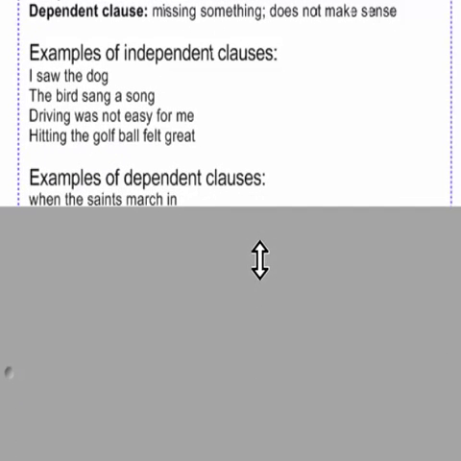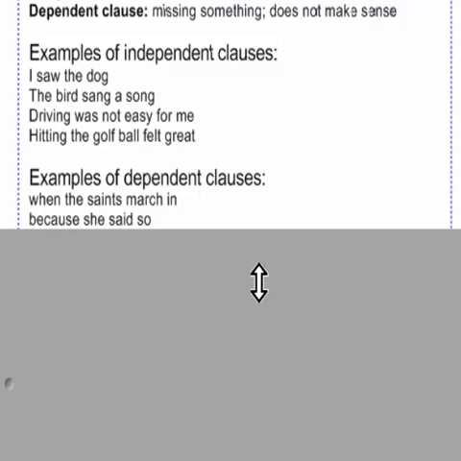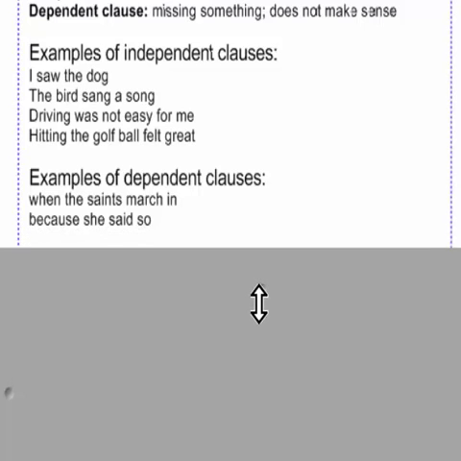Okay, so let's go a little further into dependent clauses. Remember, a dependent clause is missing something. It doesn't make sense. When the Saints march in, what happens when the Saints march in? It's not finished. So it's incomplete. That is a dependent clause. Because she said so. Now, that's a sentence if you are a kindergartner, but generally that is a dependent clause. It's not able to stand alone.